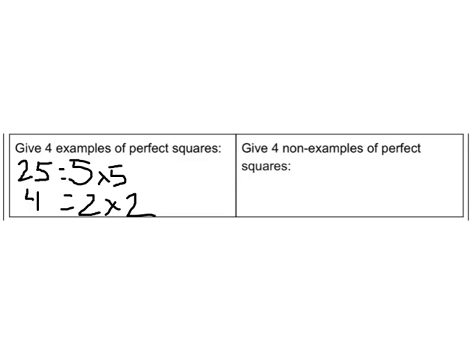Now let's give non-examples of perfect squares. Non-examples of perfect squares are numbers that are not perfect squares. So one non-example is 6. There's no numbers you can multiply together to get 6. 2 times 2 is 4, and if you get bigger than that, 3 times 3 is 9. So you can't multiply a number by itself to get 6. Another non-example is 12. Give me 2 more non-examples of perfect squares.